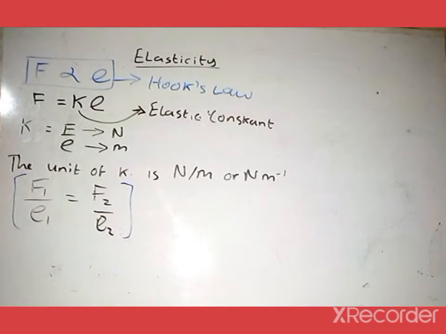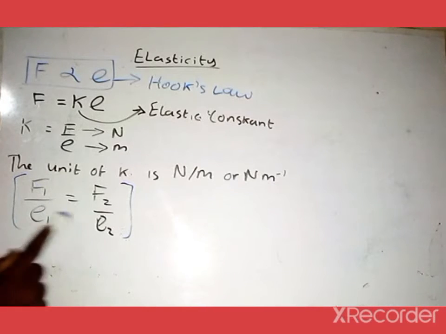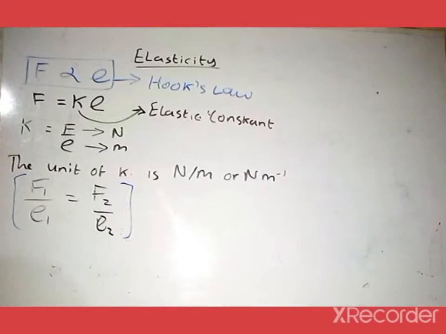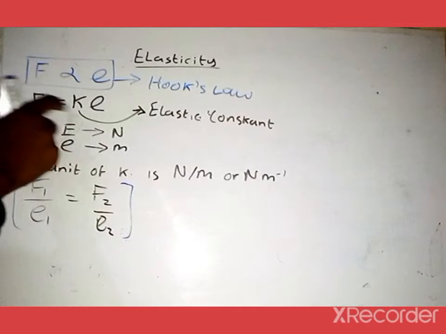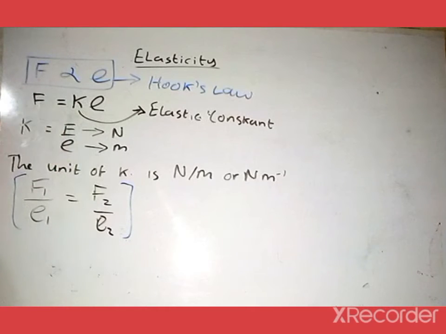So maybe we are given F1, E1, E2, and we are asked to find the force F2. We can simply use this formula, or we first find the elastic constant, and then apply it back to get our force. So we can use the two methods. Now that's about Hooke's law.